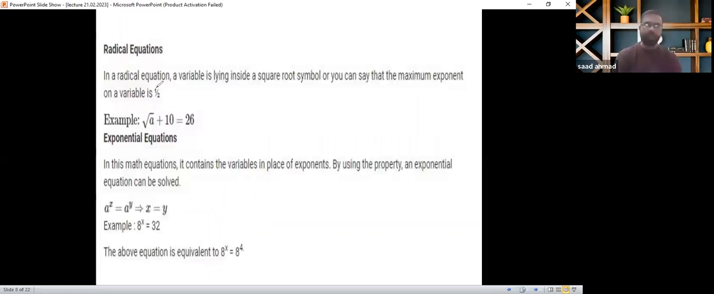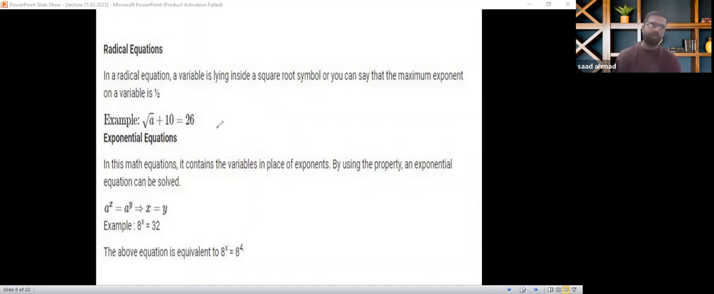Then there are radical equations, where a variable lies inside a square root symbol. It can be a square root, cube root, or any root. It's not just the square root. So these are the radical ones.